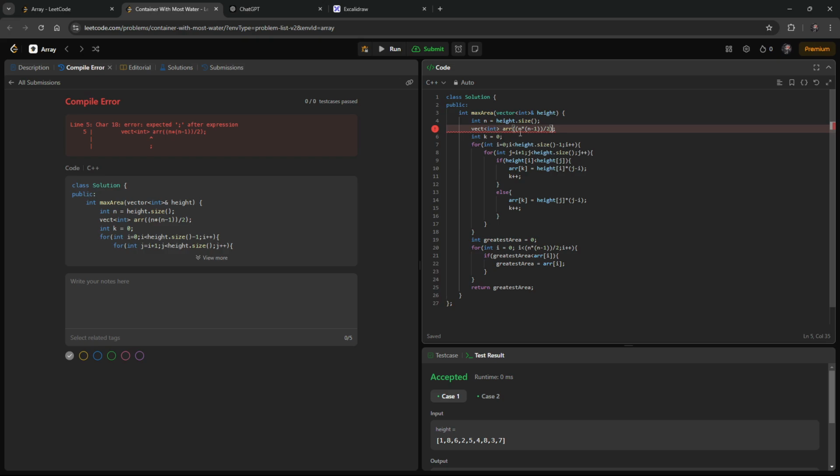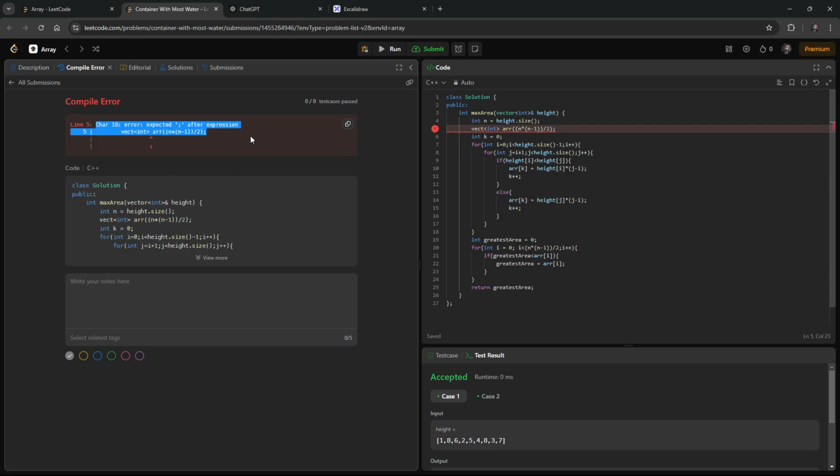Sorry, let me fix this mistake here. Expected semicolon after expression. Why would I need a semicolon here? This parenthesis is for this, this parenthesis is for this, and this parenthesis is for this. Okay, so what's the problem?